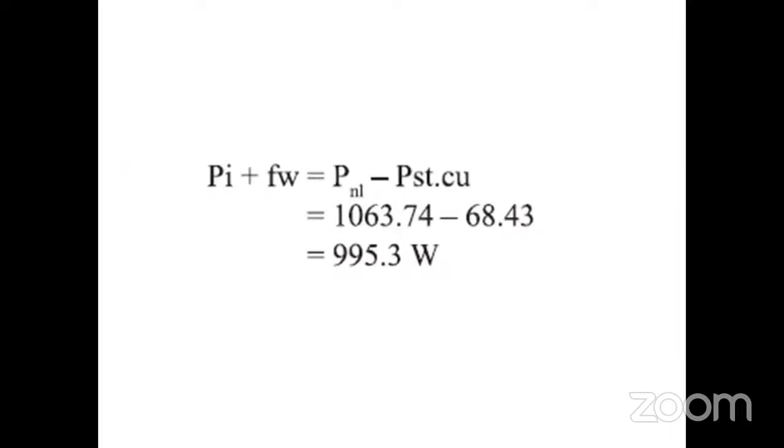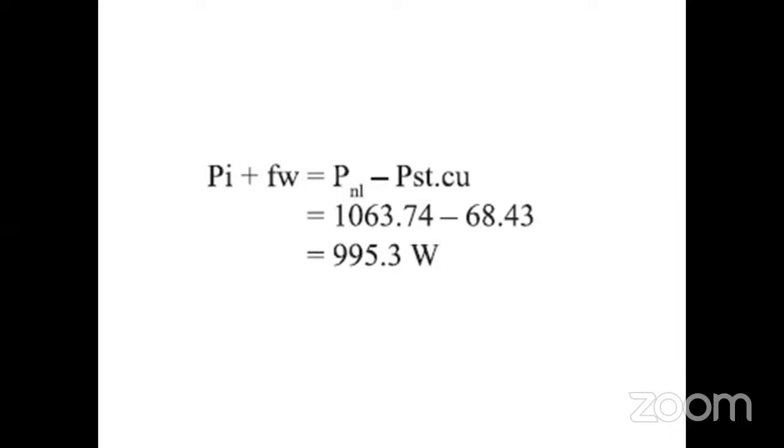The power input, that is iron loss plus friction windage loss, is equal to no load power input minus no load copper loss stator. Sir, is it easy to apprehend, sir? What is no load? No load is the shaft is without any load.